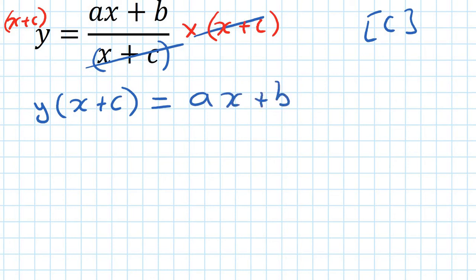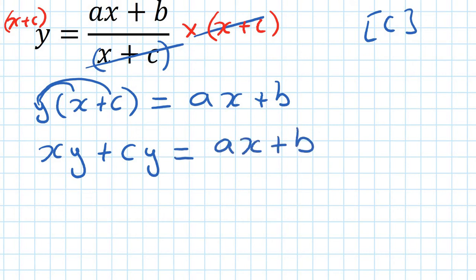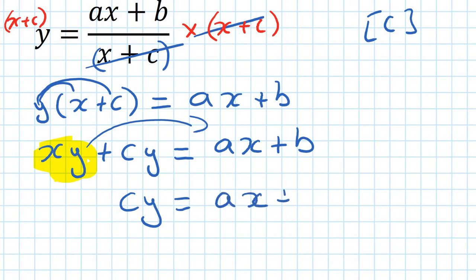You see? Now, because I want to make c equal something, I have to remove this bracket first. So x times y is xy, y times c is cy, which is equal to, on the right, I just copied that out. You see? Now, I want to make c by itself, so I move this group here to the right. So that means cy is equal to ax plus b minus xy.